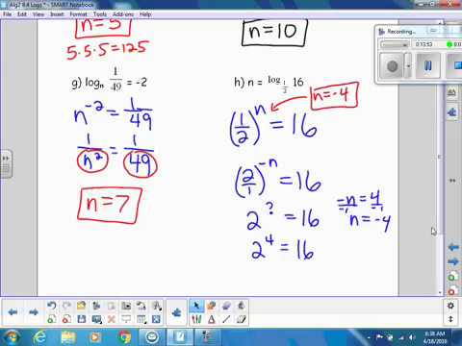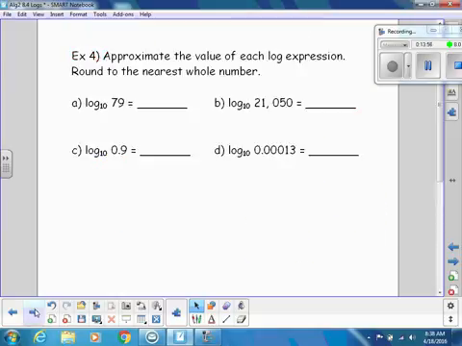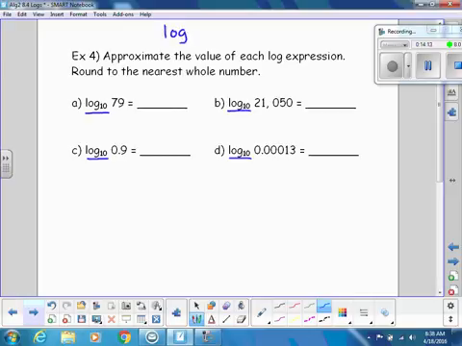Alrighty. So now we're moving on to the calculator. So if you don't have your calculator, pause the video and go get it. All right, so we're going to do log base 10. Notice that all of these have the same base, log base 10, because that's the button that your calculator has. It won't say log base 10, it'll just say log. So you want to look for that button on your calculator. And we're just going to practice plugging that in, and we're going to round to the nearest whole number.